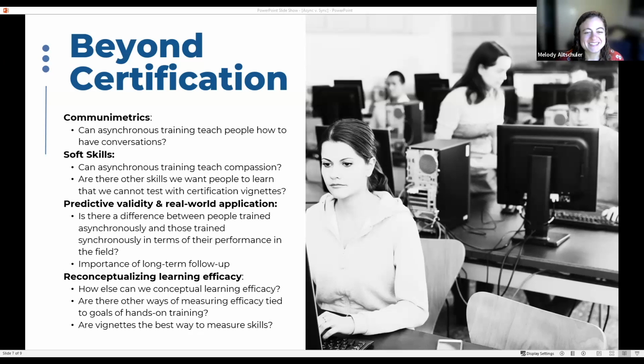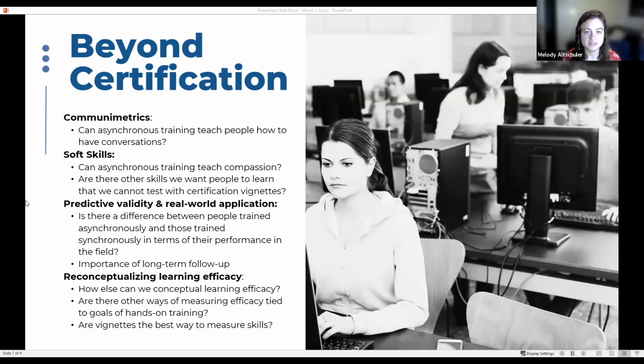Okay. So predictive validity and real world application. So, kind of going off of that, something to think about is there a difference between people who are trained asynchronously and those trained synchronously in terms of their performance in the field? So Lauren's thinking about what are some interesting follow-up studies that we might want to do. So this certification and the current study design that we looked at is just looking at this exam that they did right then. But what about over time?